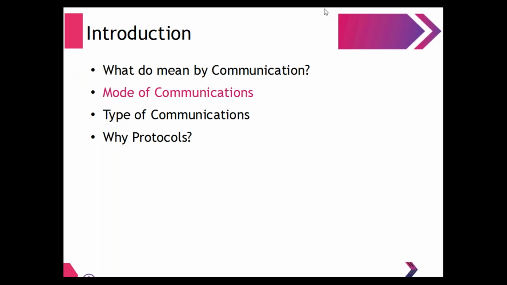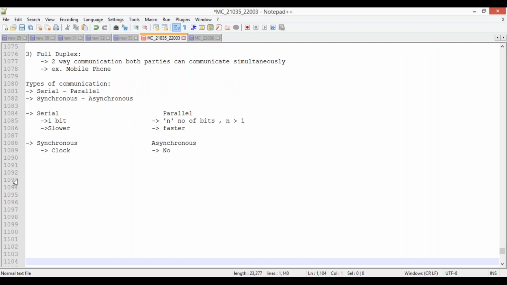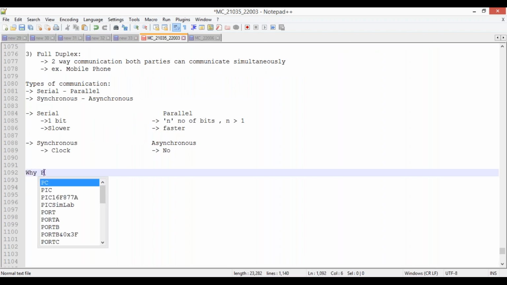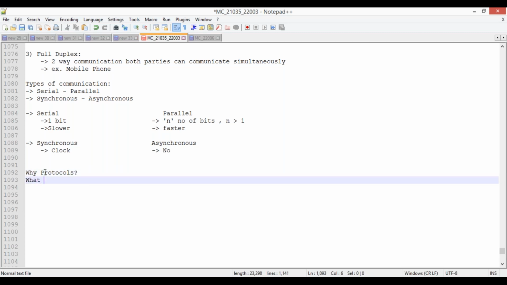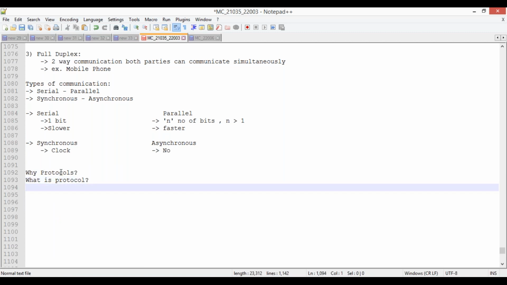Now let me go to the next point. Three points we covered. Next one is about why protocols. Why do we need protocols in communication, or why do we need to follow the protocol? Before answering this, let me ask: what is a protocol? Set of rules, correct? Nice. A protocol is nothing but a set of rules which we are going to follow. So now, why are protocols needed?